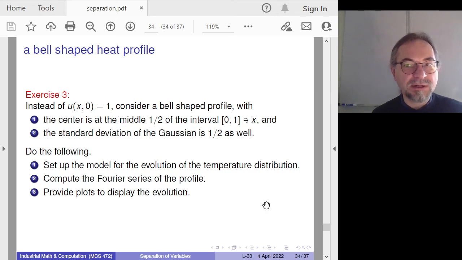Set up the model, and essentially you're going to compute the Fourier series of such a bell-shaped profile. And once you have these coefficients, you also have an evolution. So in a way, this describes a diffusion, a normal diffusion process. This should be a Gaussian that gradually spreads out and degenerates into a flat line.